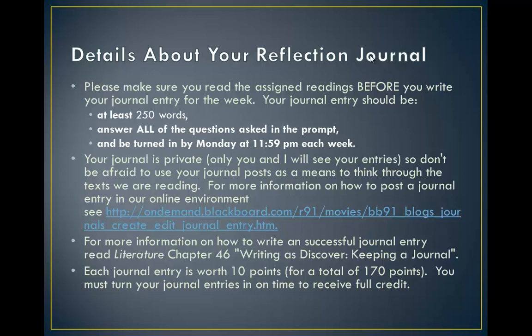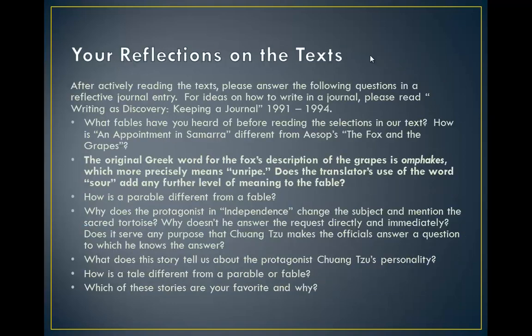Just so that you remember, each journal entry is worth 10 points. There's a total of 17 journal entries you'll be doing over the course of the semester, worth a total of 170 points. You must turn your journal entries in on time to receive full credit. So, after you actively read the text, please answer the following questions in a reflective journal entry. For ideas on how to write in a journal, I've already told you about this, but I'll tell you again, read Writing as Discovery, Keeping a Journal.